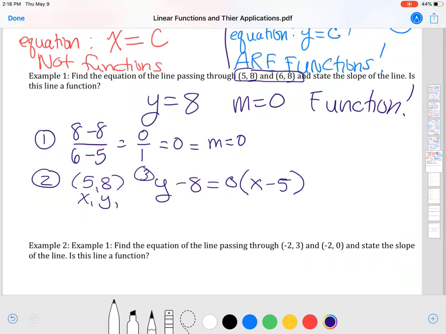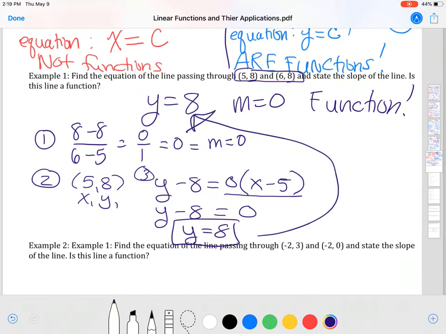Okay, now, if I go ahead and distribute that 0, I get 0, right? 0 times (x minus 5) is 0. And then I add 8 to both sides. I still get the same thing. I just went through a little bit more work. So if you don't recognize right away that it's a special case, you can still go through the same process I showed you before. It's a little bit more work, but you're still going to get the same answer.